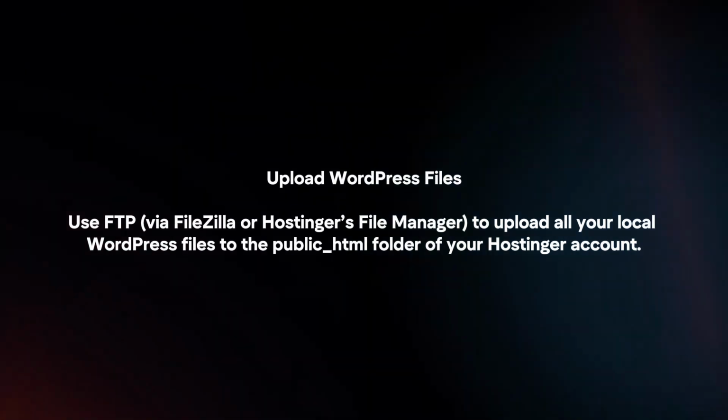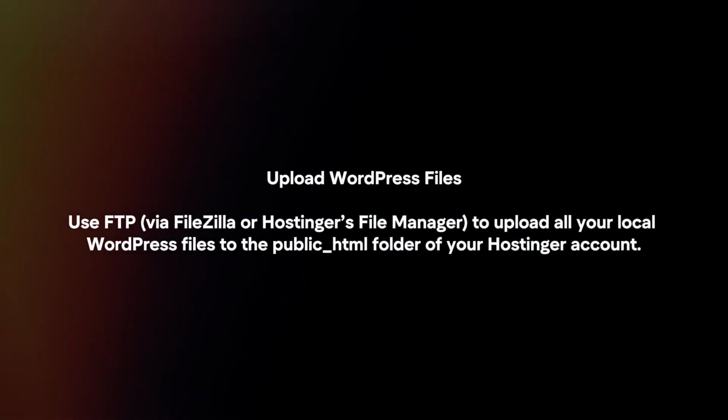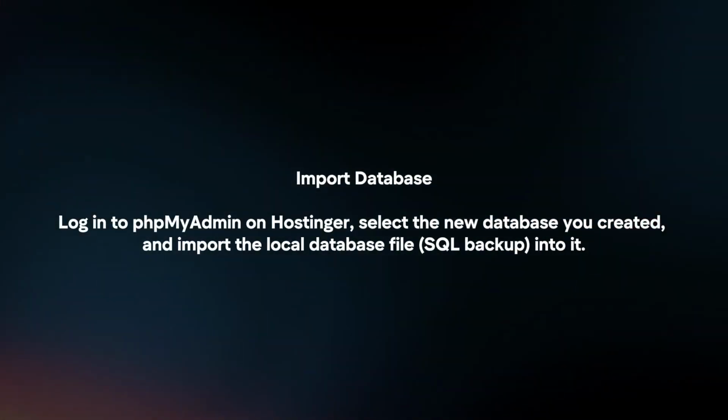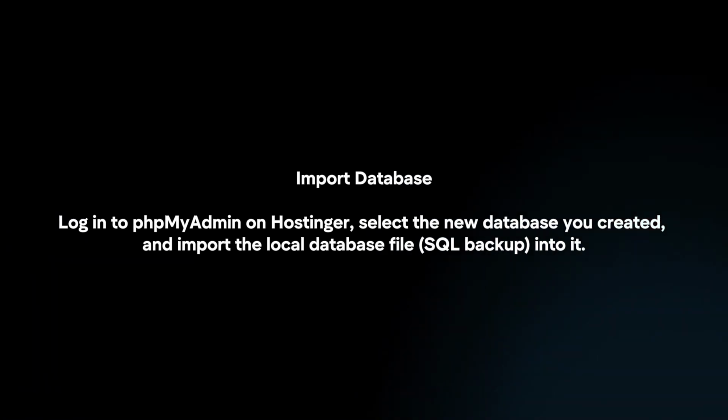Upload WordPress files. Use FTP to upload all your local WordPress files to the public_html folder of your Hostinger account. Import database. Log into phpMyAdmin on Hostinger. Select the new database you created and import the local database file into it.